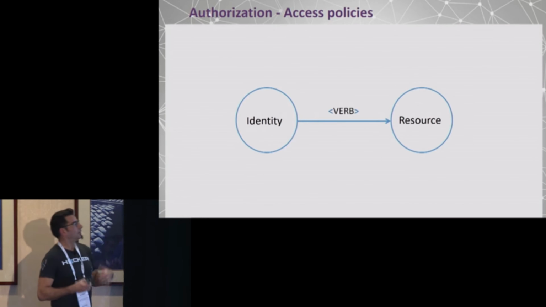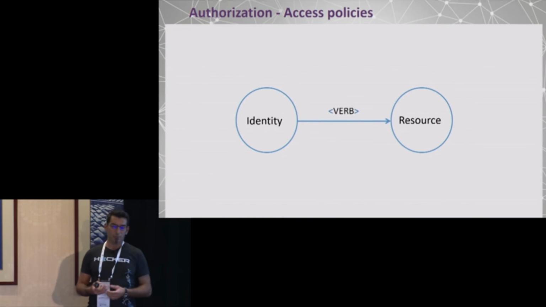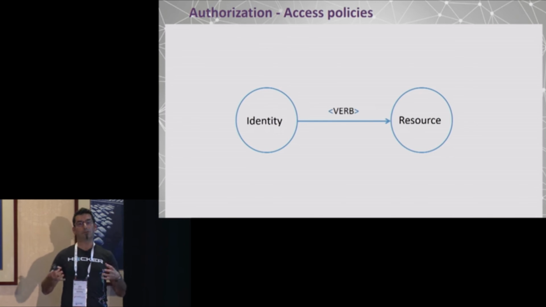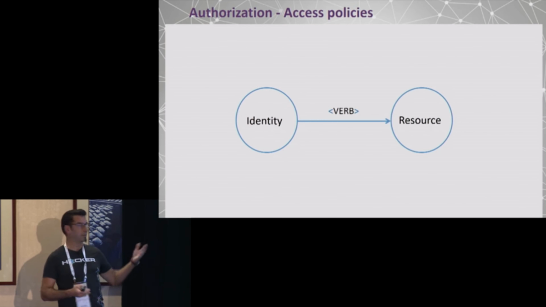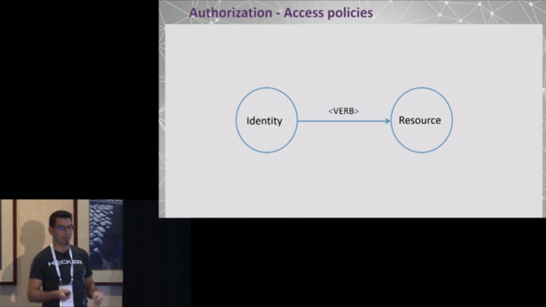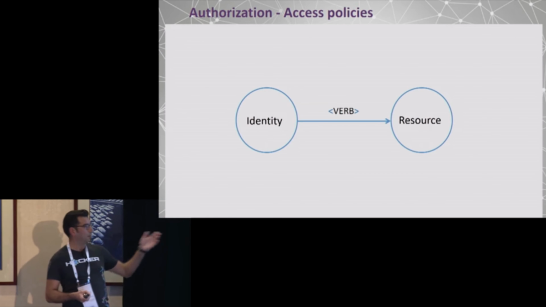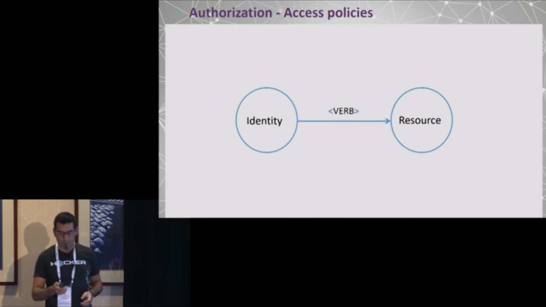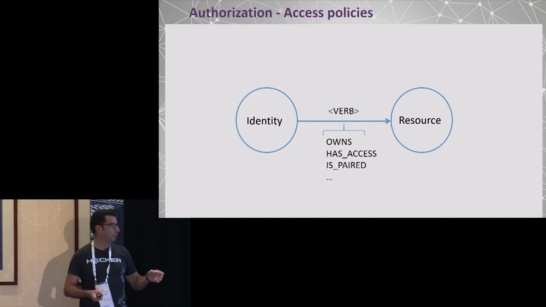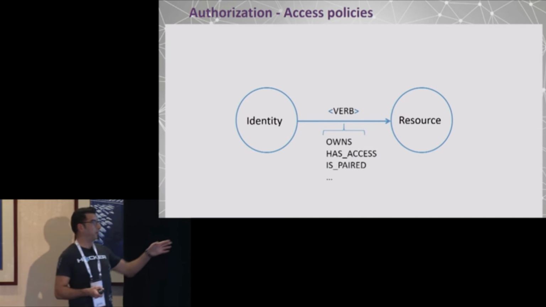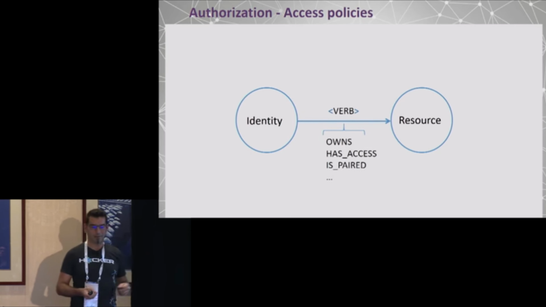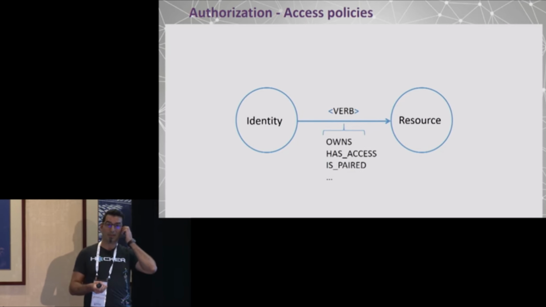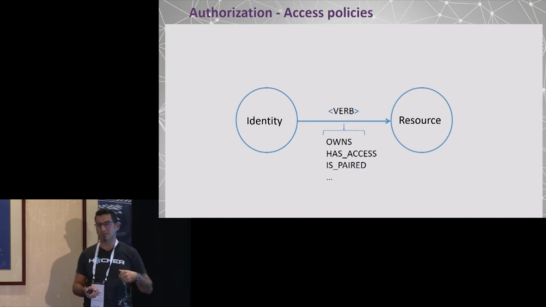So for authorization, we need to define access policies. Access policies are rules that control access to a resource. So this is a simple way to model an access policy. An identity is related to a resource, and you have some verb that usually means owns the resource, or has access to the resource, or is paired to the resource, or something like that. So you can easily define an access policy like this. If there's a relationship between those two, then the identity can access the resource. Simple.